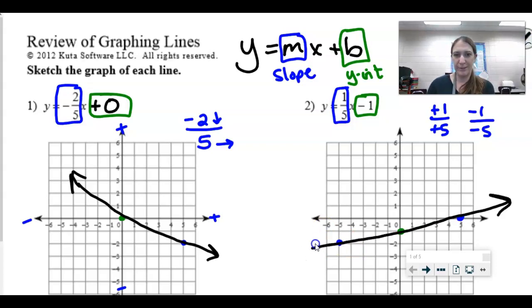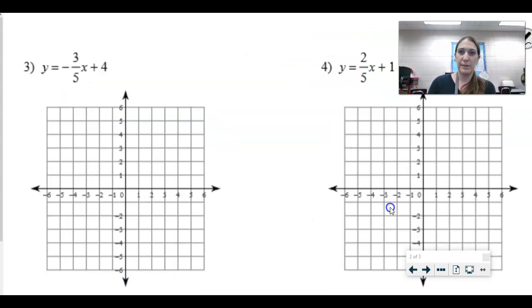Ooh, missed. Pretty close. All right, so a less steep line: the slope is 1/5, that makes it less steep, but it's a positive slope, so it's going slightly uphill, and it's crossing the y-axis at negative 1. So that's us graphing lines in slope-intercept form. Doesn't really get any more challenging than that, so maybe I'll do one more.